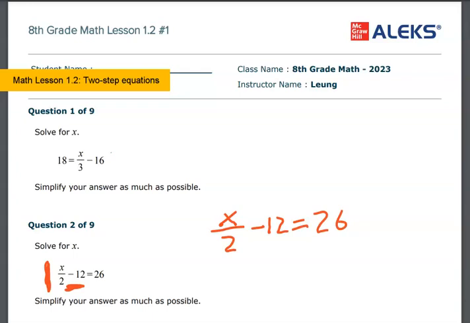So I'm going to do the subtraction or addition first, and in this problem I have subtraction. So I'm going to do the opposite of subtraction, which is adding. So I'm going to add 12, which means I add 12. What this gives me is 0.